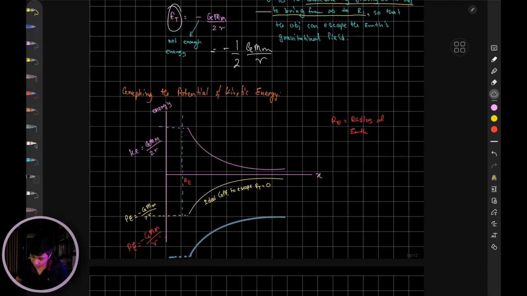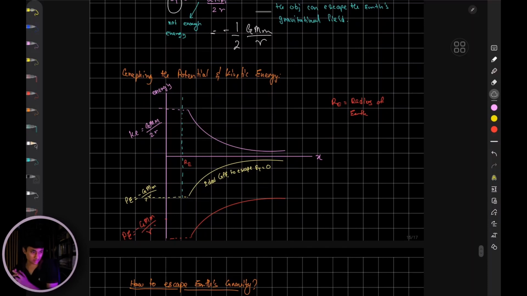Now, notice its potential energy is supposed to be around about here. So it has double the amount of the kinetic energy, right? If the satellite has exactly half GMm by r, it will have negative GMm by r. So double the amount of kinetic energy, but it is negative. Why negative? We have discussed it previously, right? So it is unable to escape, at the end of the day, Earth's gravitational field.